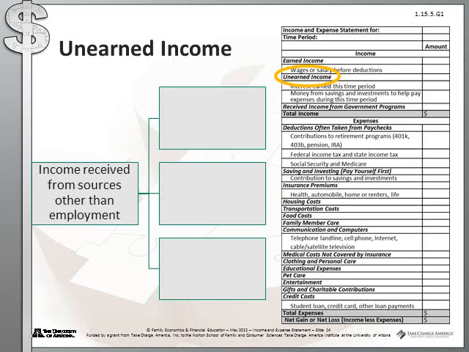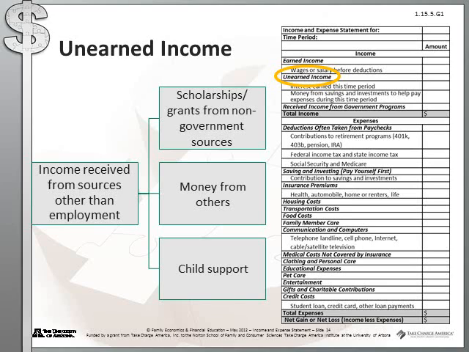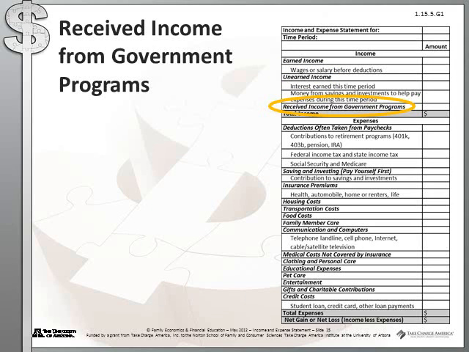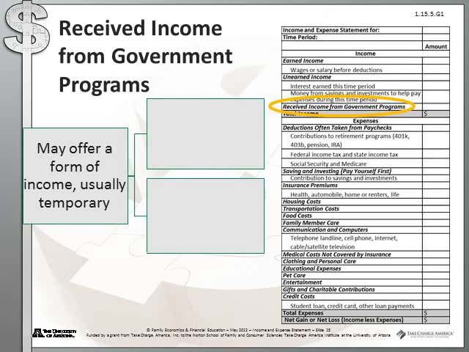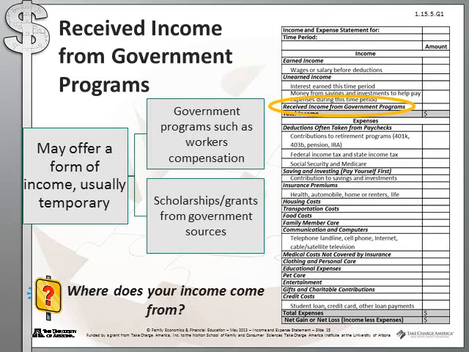Other sources of unearned income could be from scholarships or grants from non-governmental sources, money from others, or child support. Money received from government programs is the last category of income. This income is usually temporary. Examples of this kind of income may include programs like workers' compensation or scholarships and grants from government sources.